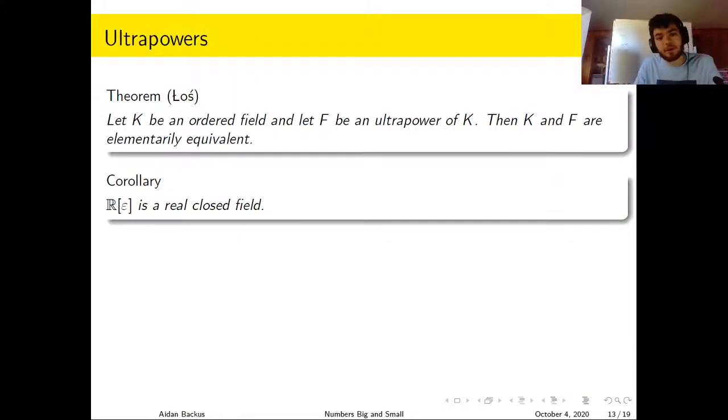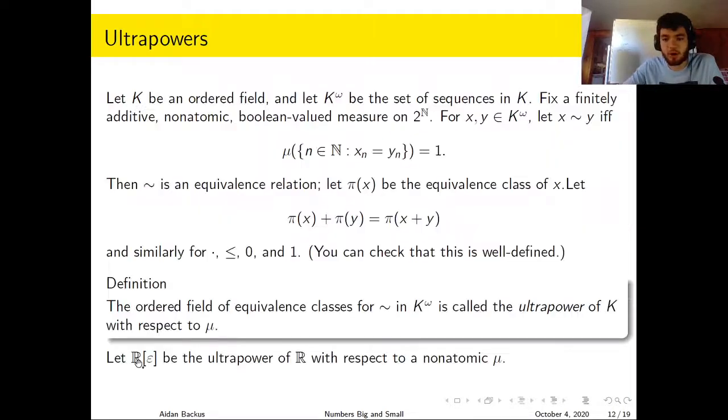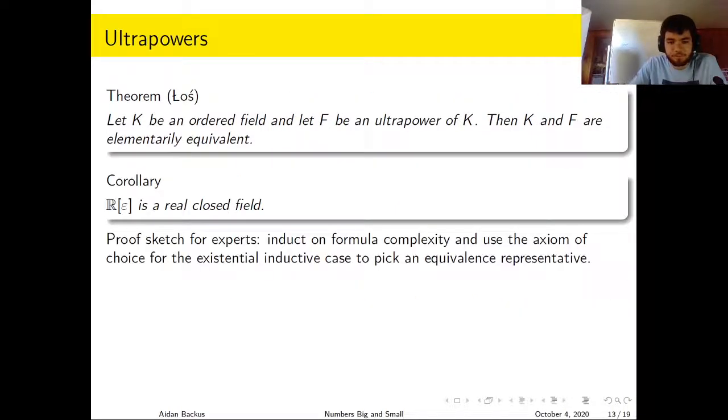Okay, well, we're going to use something called Łoś's theorem. Łoś's theorem says if k is an ordered field and f is its ultrapower, then k and f are elementarily equivalent. Now, what does it mean to be elementarily equivalent to R? It means you're a real closed field. And that was part of our definition of a hyperreal field, that it was real closed. So Łoś's theorem says that R(epsilon), which we just said is just some ultrapower, we don't really care which one, is a real closed field.